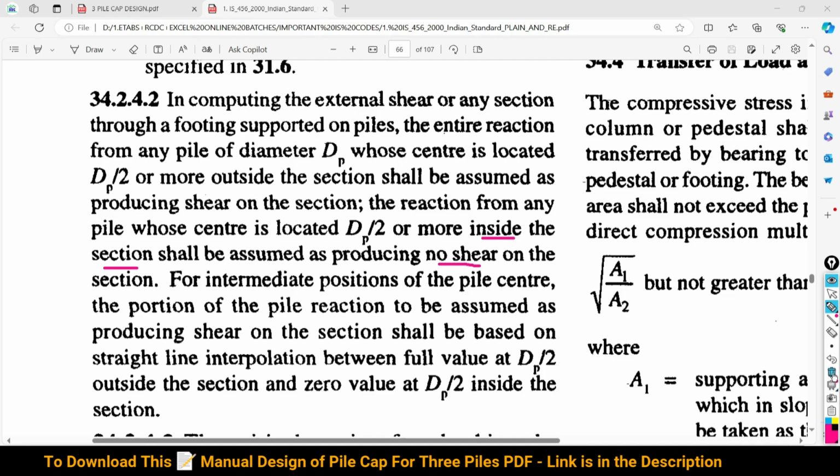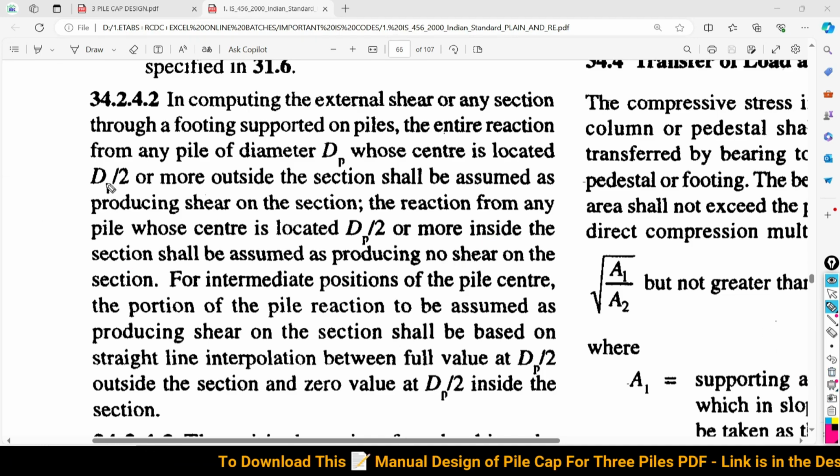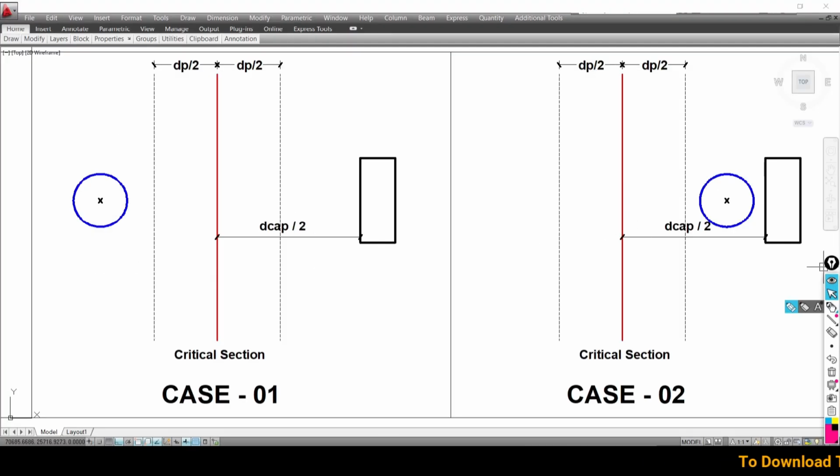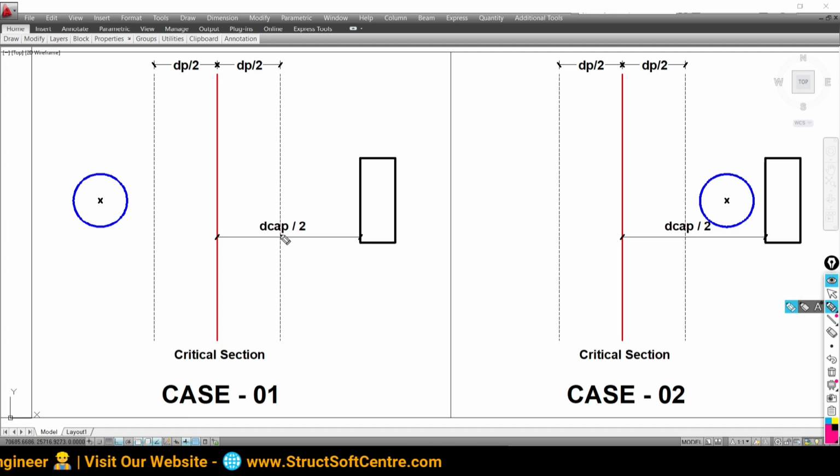So I hope that by just reading this statement or recommendation you cannot understand the concept. For that reason just follow me, I will explain in detail. Basically that clause is recommending to reduce the shear value, to reduce the reaction value when you are going to design the pile cap which is going to rest over your piles.